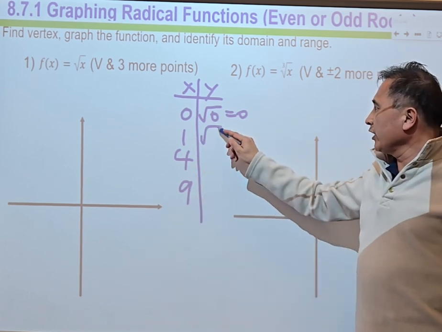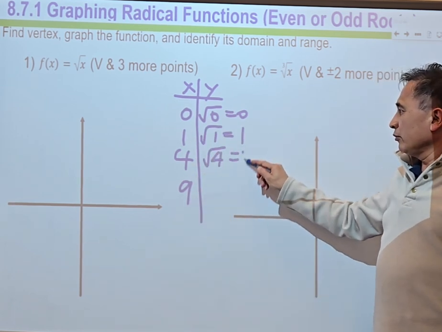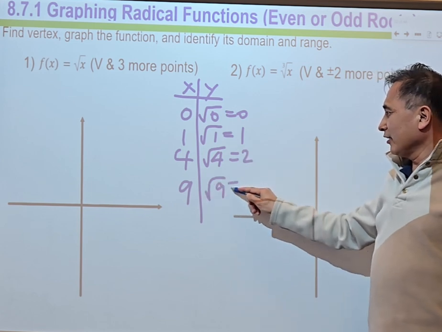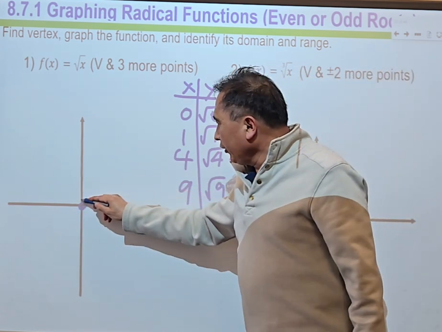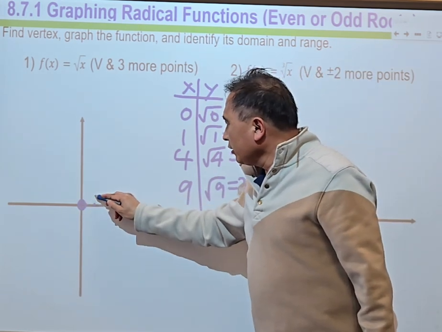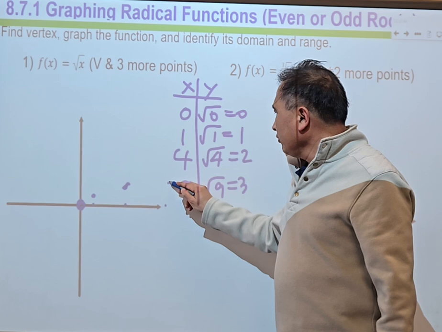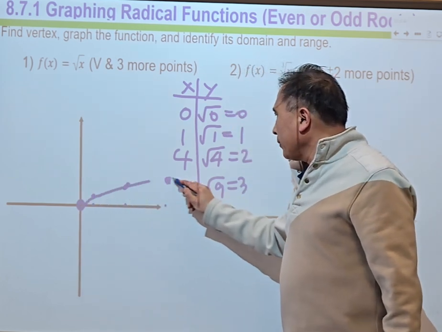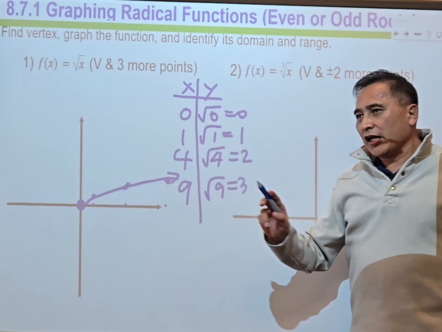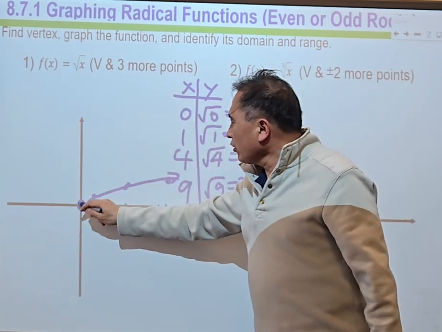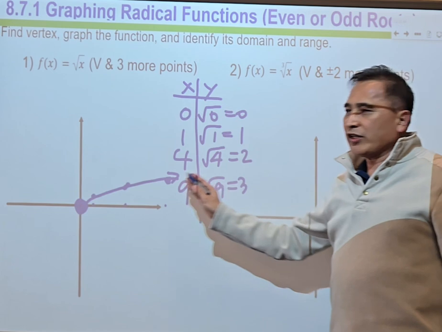Then square root of 1 is what? 1. Square root of 4? 2. Square root of 9? 3. Good. So we draw the graph. 0, 0 right here. 1, 1, 4, 2, and 9, 3. So if you draw the graph, it's like this. Everybody got it?